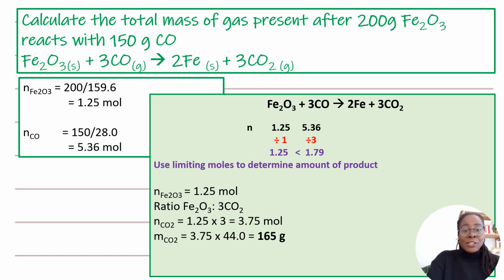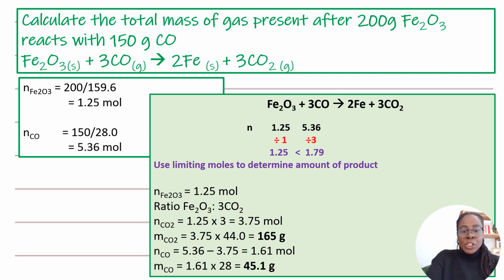Now notice the question says the total mass of gas. And because the carbon monoxide, the CO, is in excess, that means that there'll still be some left over after all of the iron 3 oxide has reacted. So added to that mass of CO2, we also need to determine what mass of CO will be left as well. To do that, we'll find the moles of CO left over as the original number of moles, 5.36, minus 3.75, as it's also a 1 to 3 ratio.